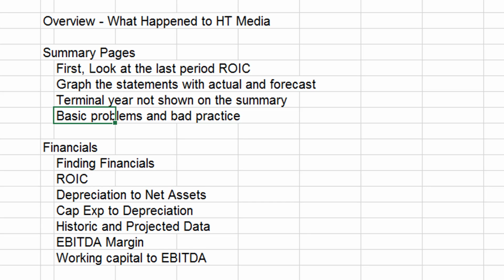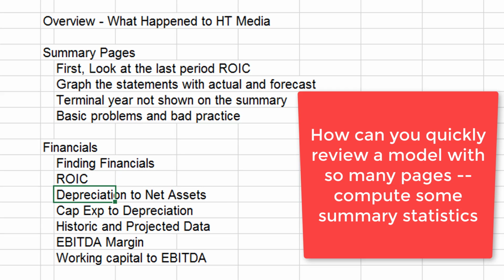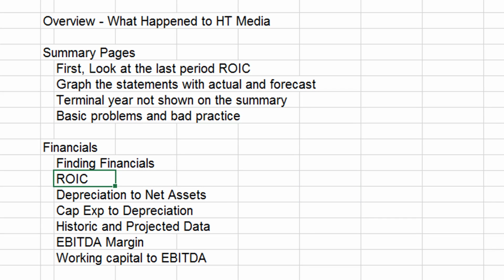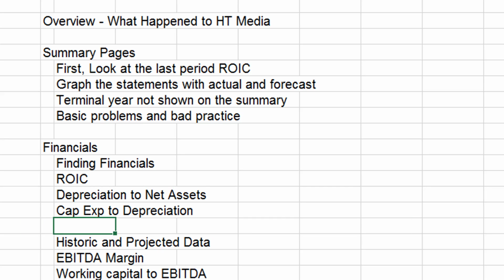And now we'll look for some just bad Excel practice. We'll find some financials. I'm going to compute some. If I had to take this model and look at it very quickly, I'd want to get depreciation to net assets, to look at the depreciation rate. What did they say about the ROIC, capex to depreciation? How does the projected and actual data look? And I'm going to put capex to EBITDA. And what does EBITDA look like? What's the margin? Some of those.